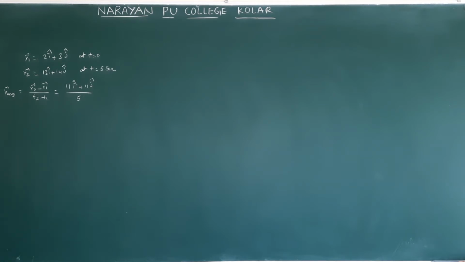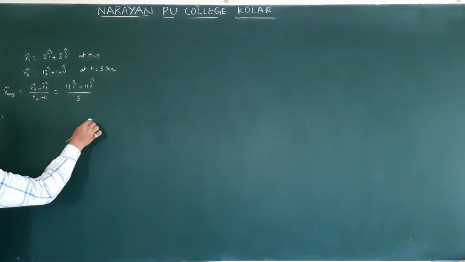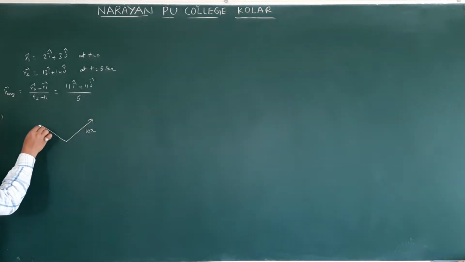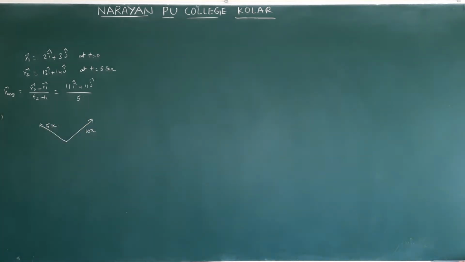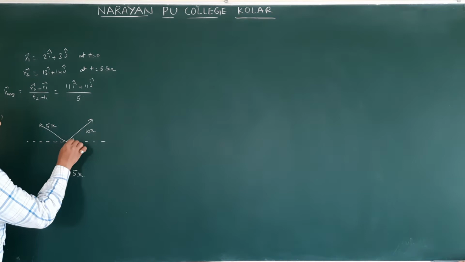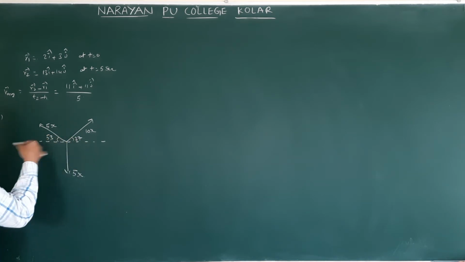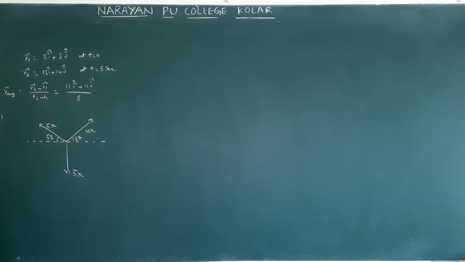10x, 5x and 5x. They give three vectors like this by making some angles, 37, 53. Then what they are asking? The resultant of the following three vectors. They are asking resultant. So in this we should come to know the sin 53 value, cos 53 value.